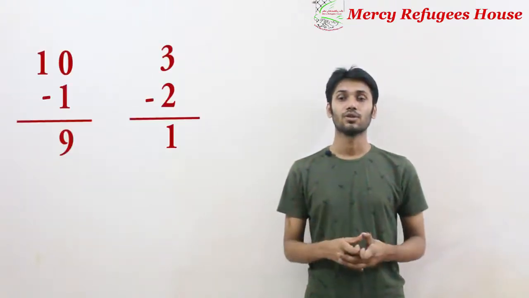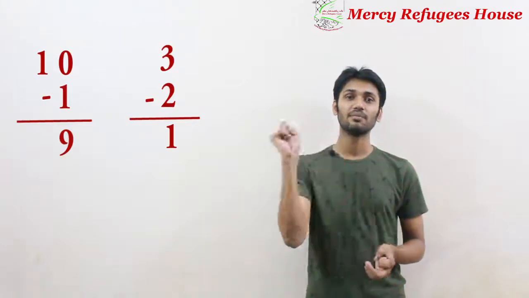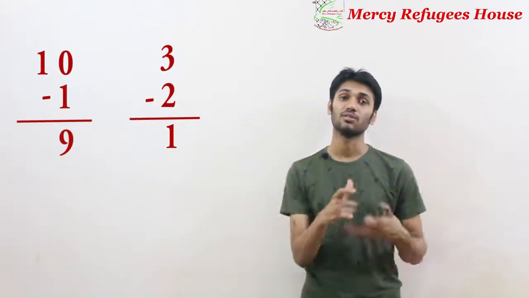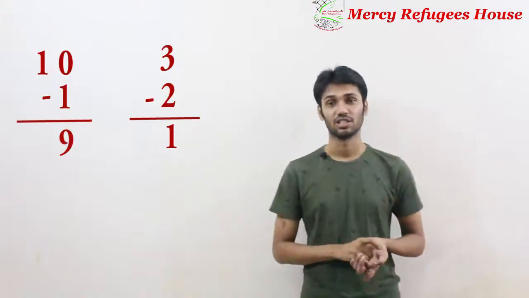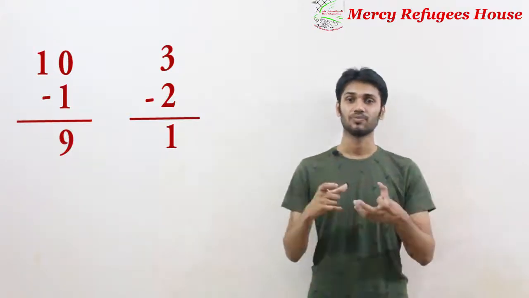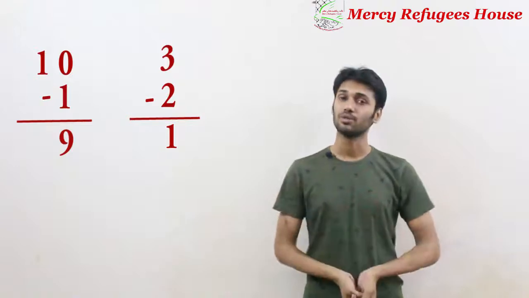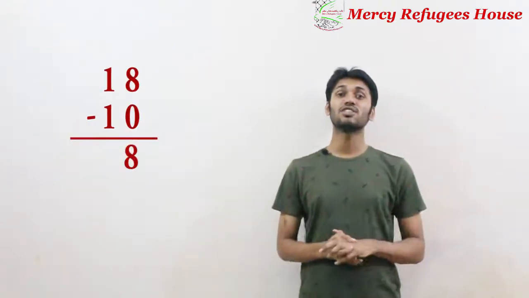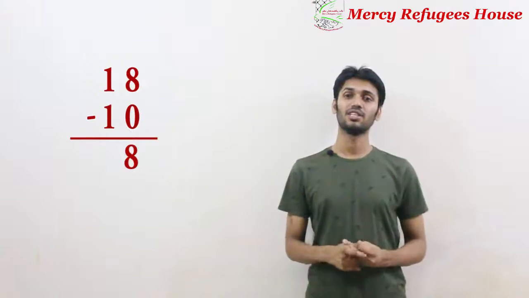Yeah. Now go to the next one. See, 10 minus 1. What should be the answer? It should be 9. You just follow the same procedures. Now here it's a different way of doing the subtraction. Next one, 3 minus 2. You need 1.